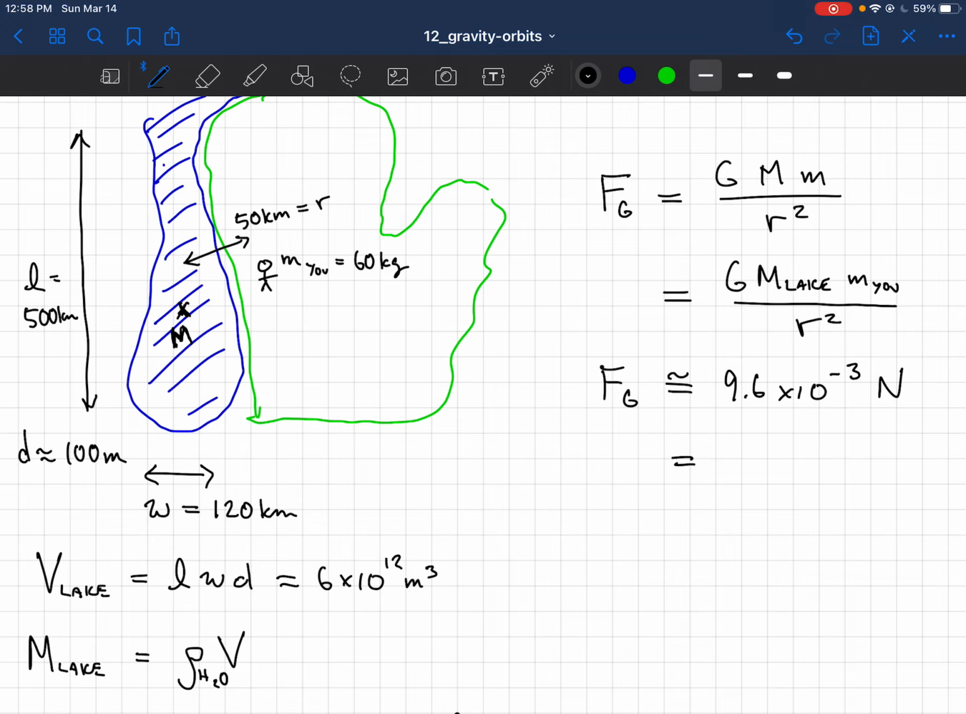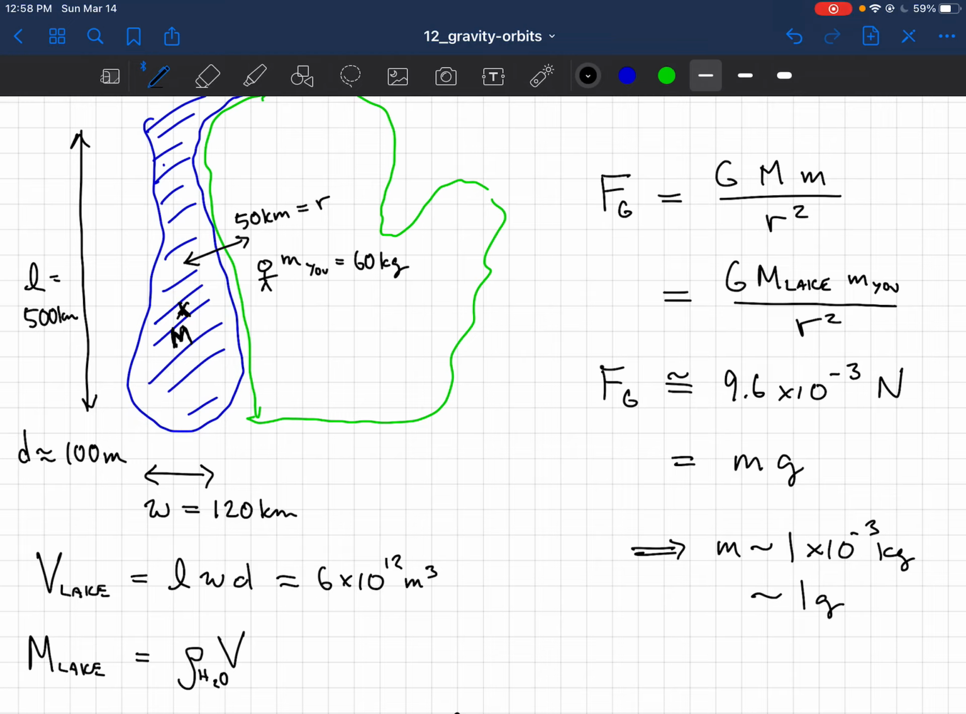That's Fg. Well, that should be equal to mg. So what's that in mass? Well, you just divide by 9.8, and we get about... So that means that if this force were to be the weight of an object, that would be some mass equal to about 1 times 10 to the minus 3 kilograms, or about 1 gram.